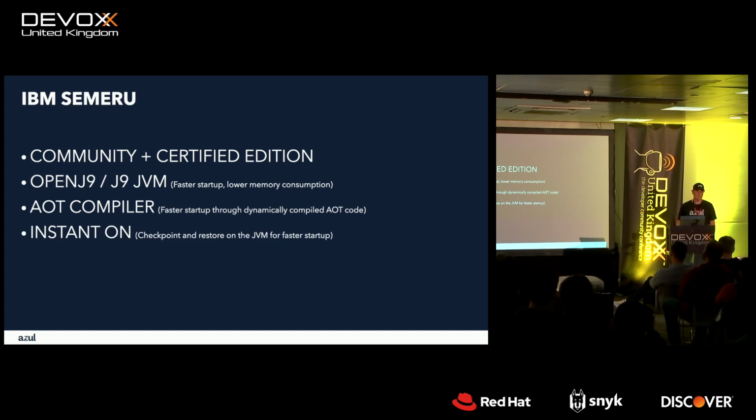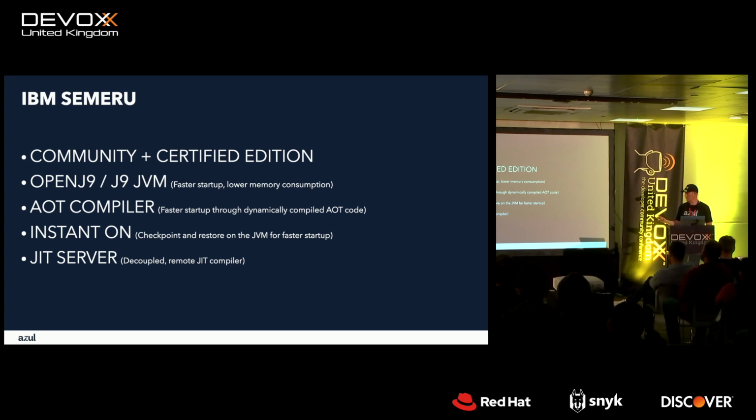They have Instant On, which is similar to CRaC. Who heard about CRaC, by the way? Yes. So this is the same thing, but they name it Instant On. It's based on the same technology. They also have an API. We are in touch with them, so there's really no difference. It's just that the stuff runs on OpenJ9.